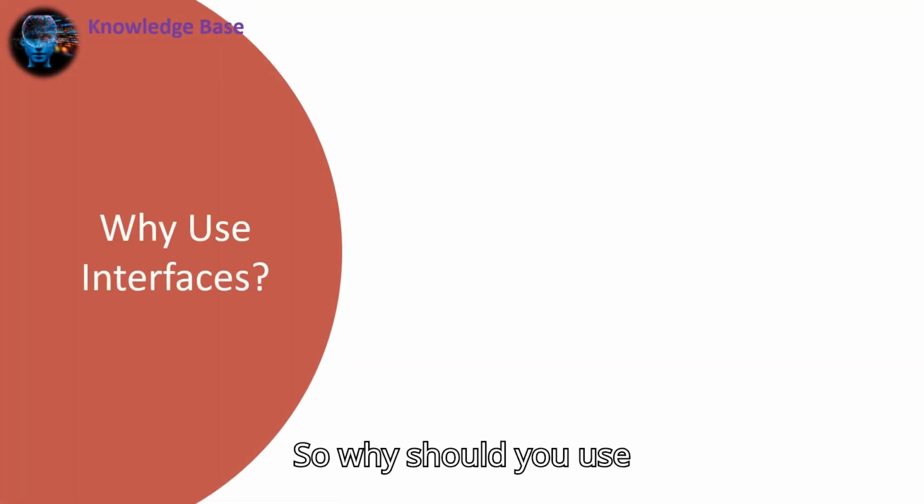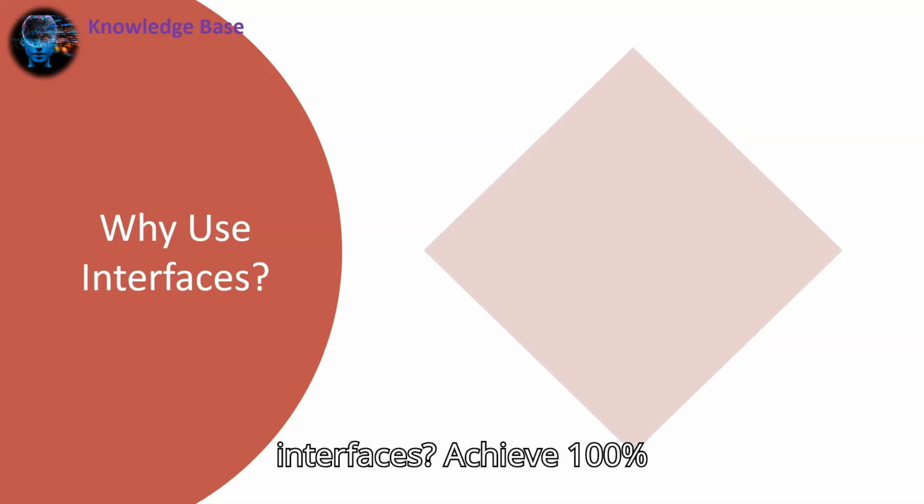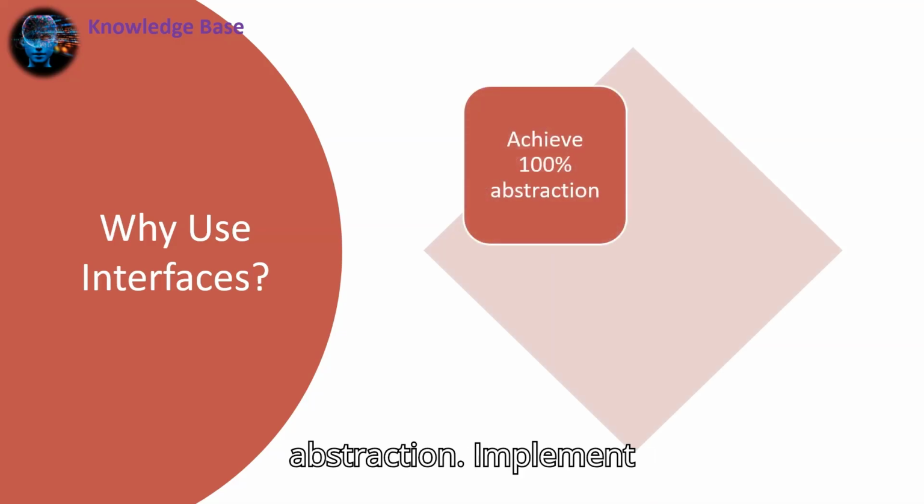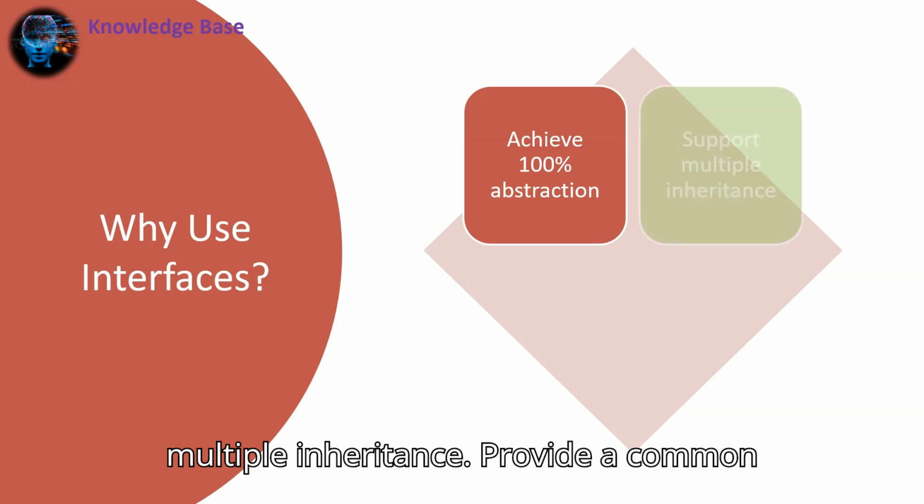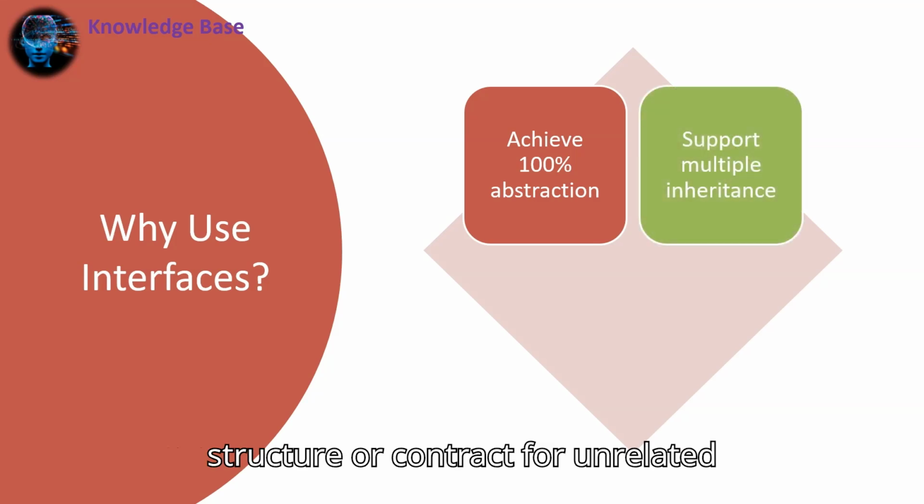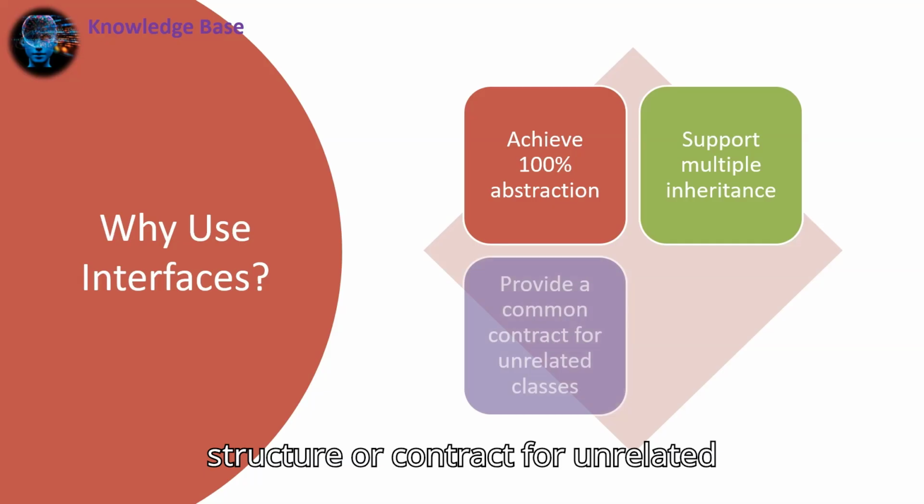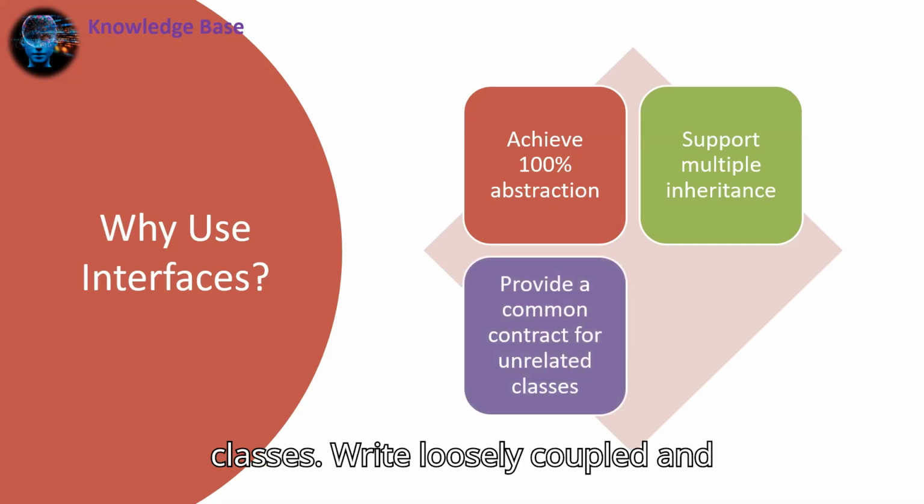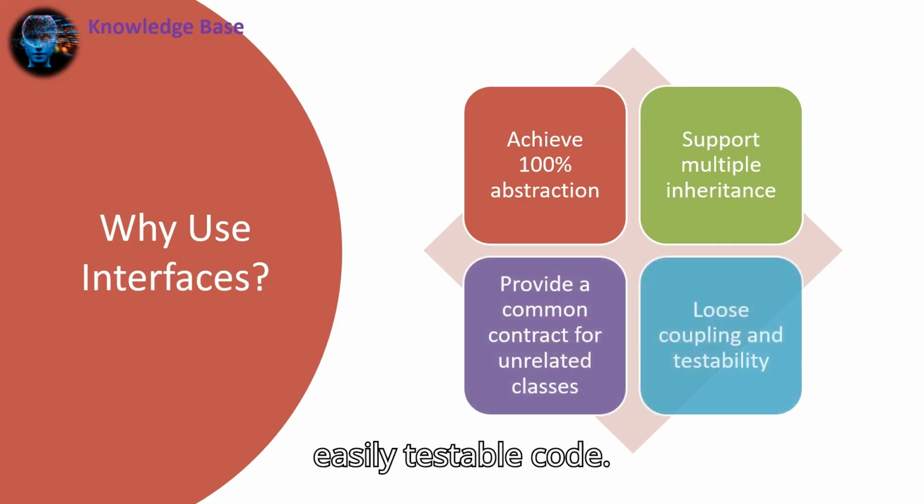So why should you use interfaces? Interfaces help you achieve 100% abstraction, implement multiple inheritance, provide a common structure or contract for unrelated classes, and write loosely coupled and easily testable code.